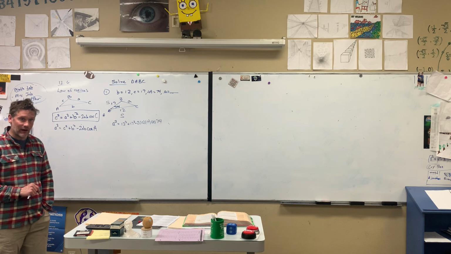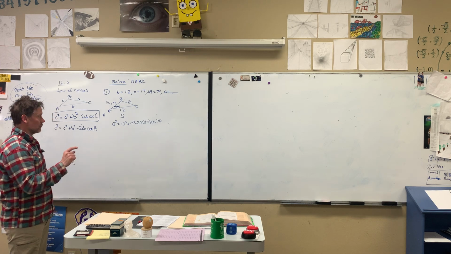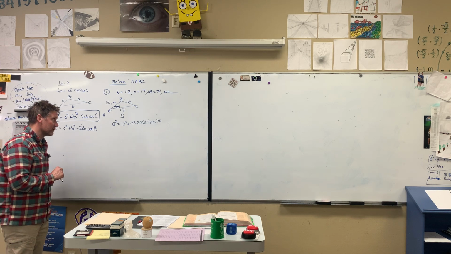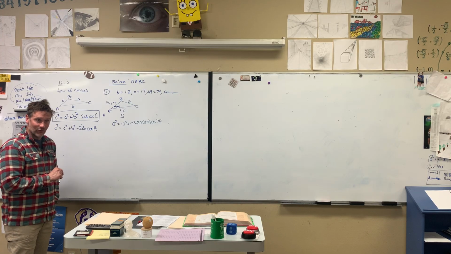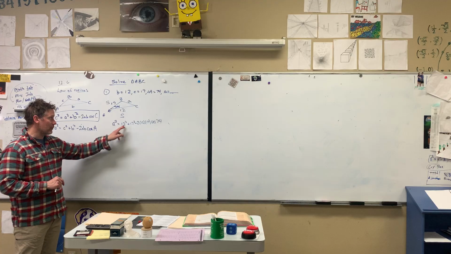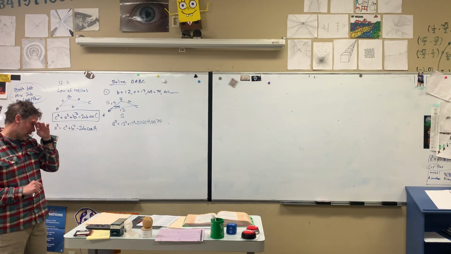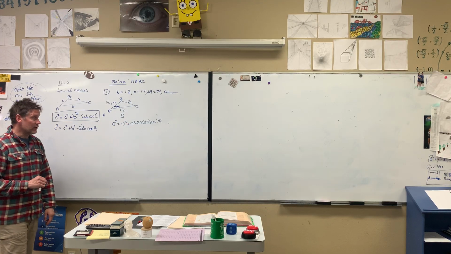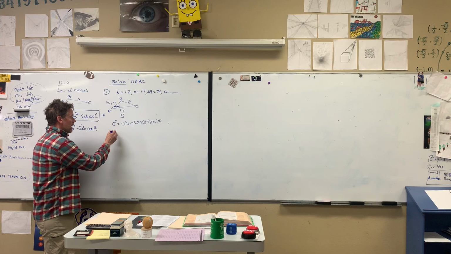So plug it into your calculator, and just go 12 squared plus 17 squared minus 2 times 12 times 17 times the cosine of 74. Hit enter, and then do the square root of all of that. It doesn't matter which one you want to do first. And you end up with a value for A.